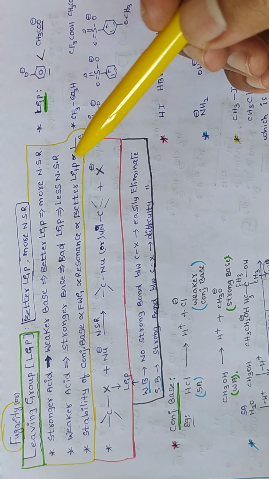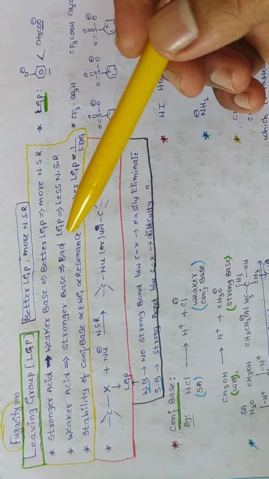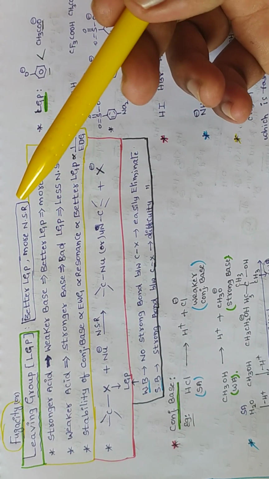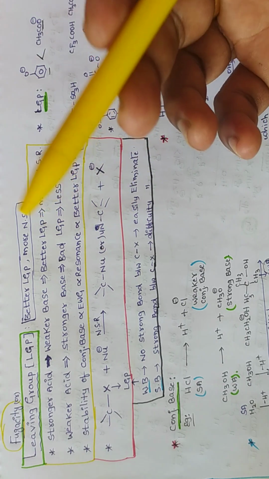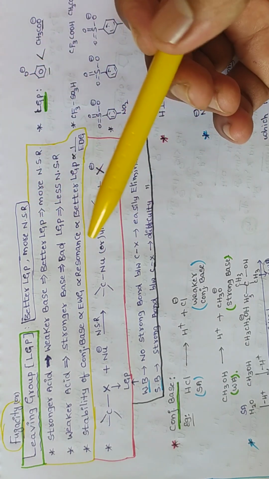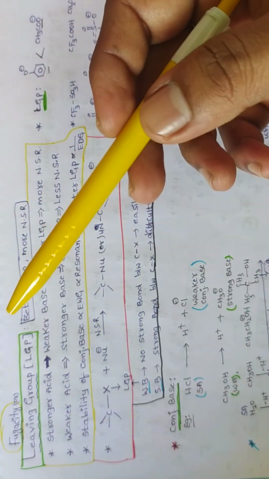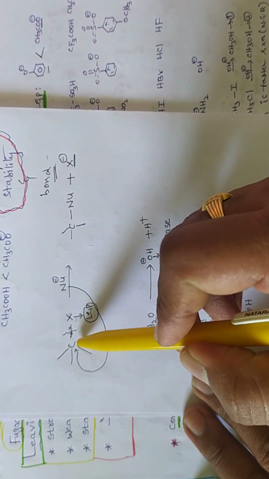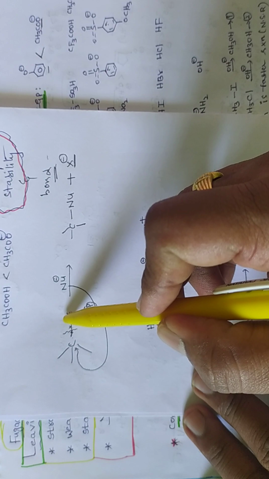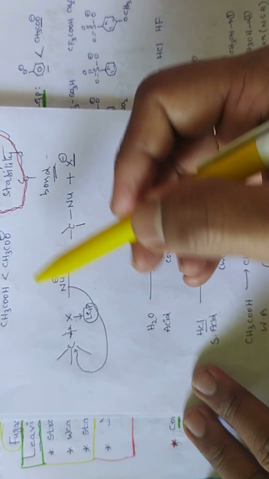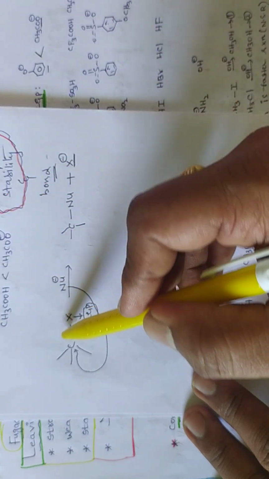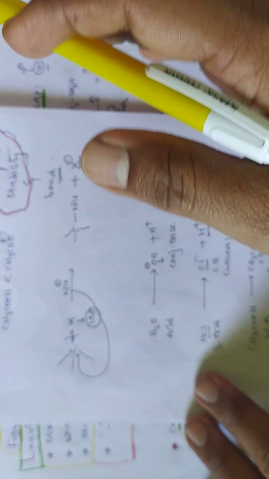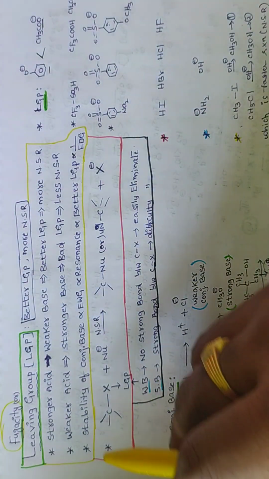Next, there are 4 simple steps to identify whether the given leaving group is better or not. Step number 1: first, we should identify the leaving group. For example, in an alkyl halide, chlorine, fluorine, bromine, NH2, OH, whatever it is, this is called the leaving group.